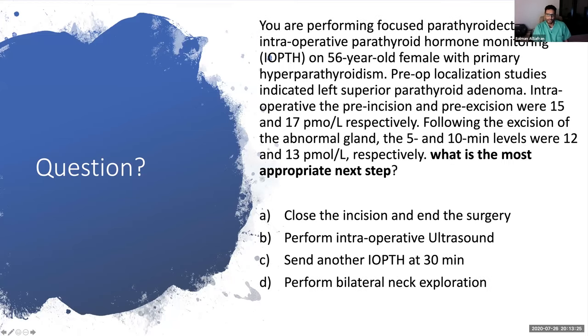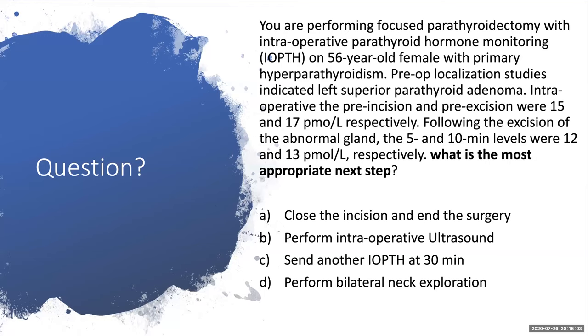You are performing a focused parathyroidectomy with intraoperative parathyroid hormone monitoring, IOPTH, on a 56 years old female with primary hyperparathyroidism. Pre-op localization studies indicated a left superior parathyroid adenoma. Intraoperatively, the pre-incision and pre-excision levels were 15 and 17 picomole per liter respectively. Following the excision of the abnormal gland, the 5 and the 10 minute levels were 12 and 13 respectively. What is the most appropriate next step?